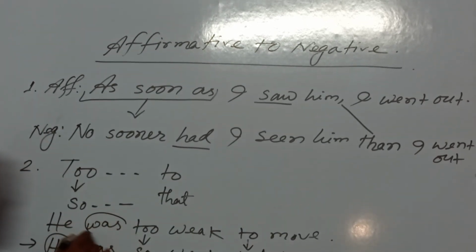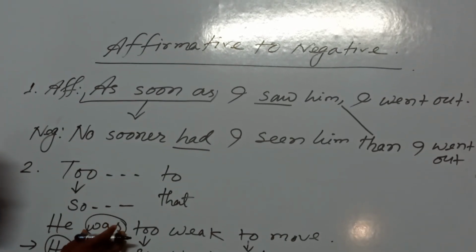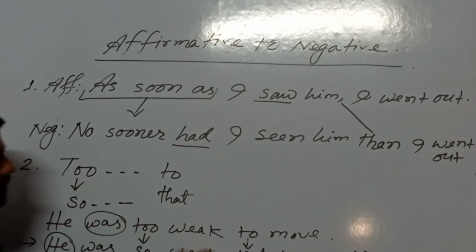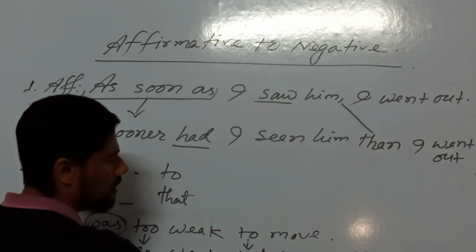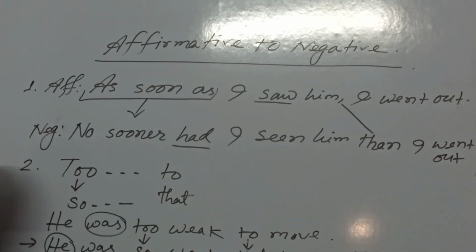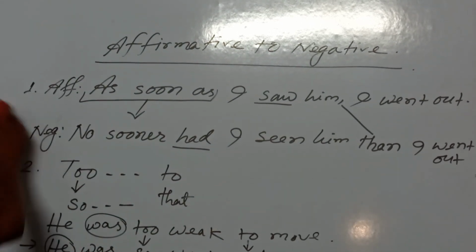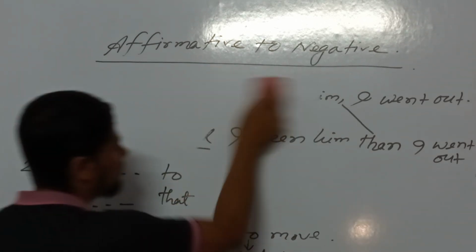So if the sentence is in the present tense, then we have to write cannot, and if the sentence is in the past tense, then we have to write could not. So this is the rule. Now we will go for the third rule.